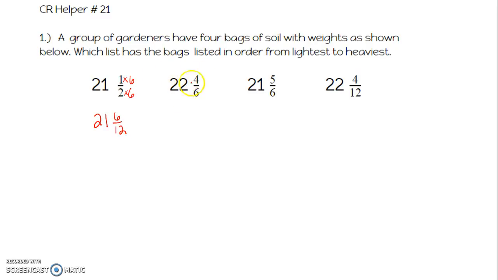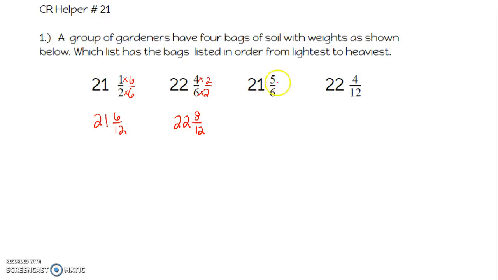Now, if I want to write 22 4/6 with a denominator of 12, I would say, okay, 6 times 2 is 12. If I'm going to multiply the denominator by 2, I must also multiply the numerator by 2. 4 times 2 is 8. So 22 4/6 is the same as 22 8/12ths.